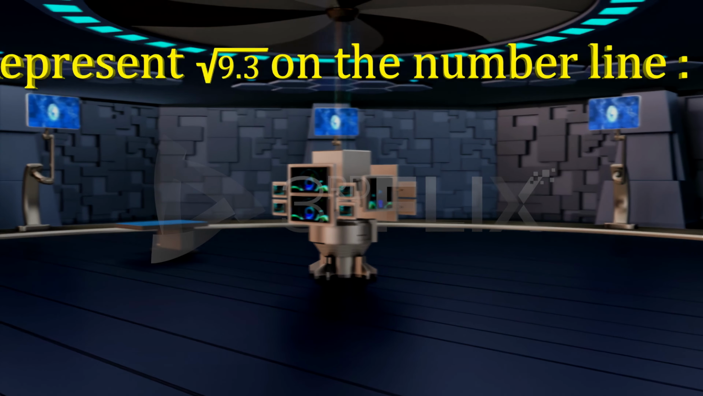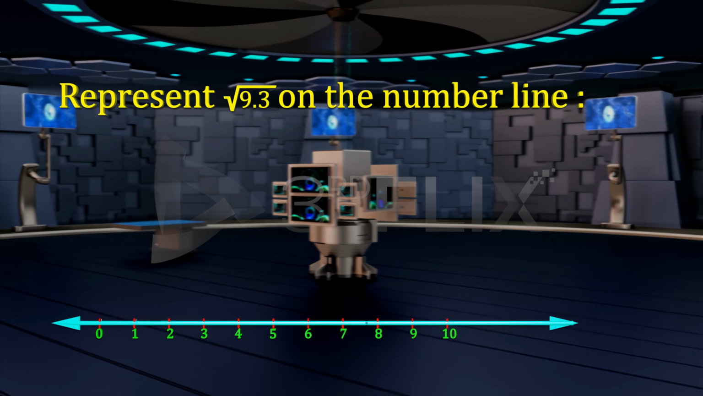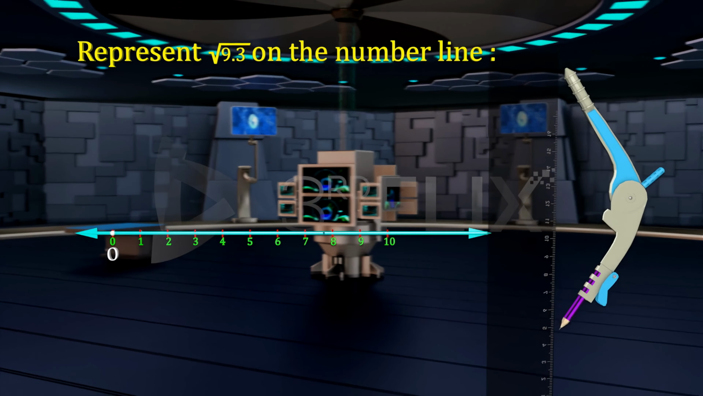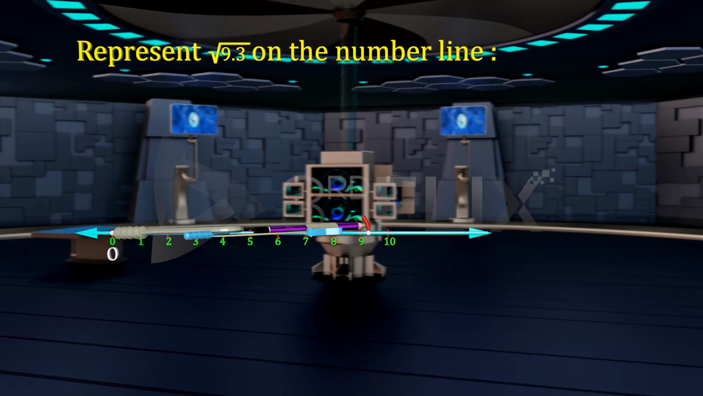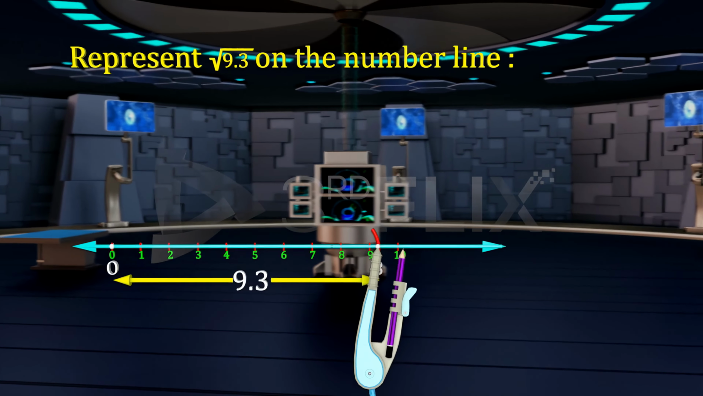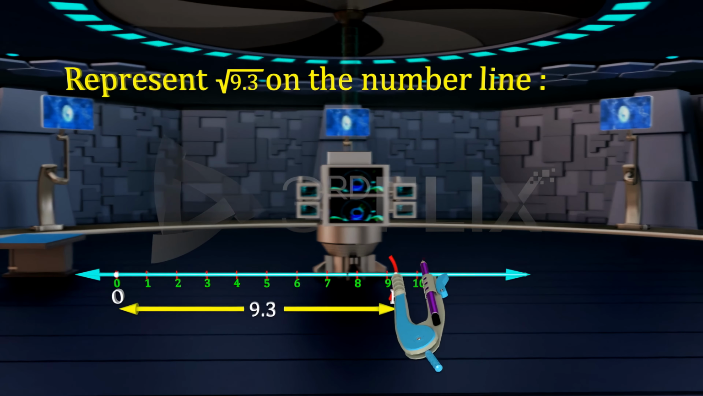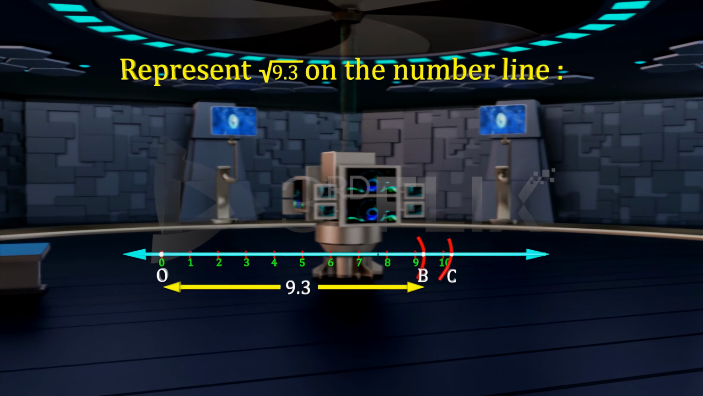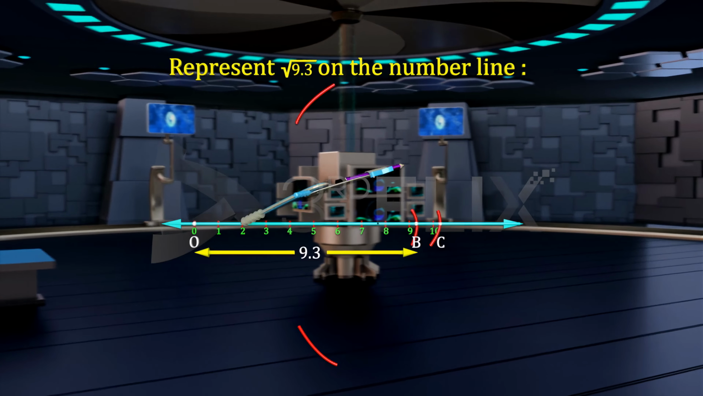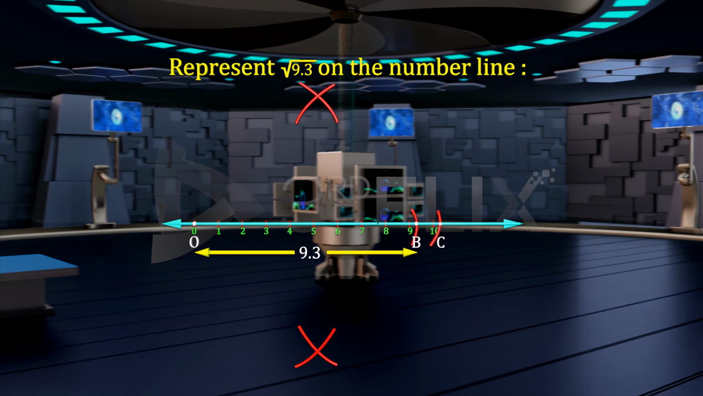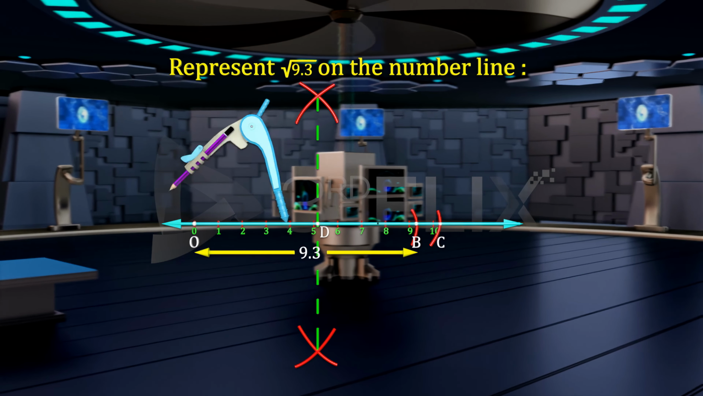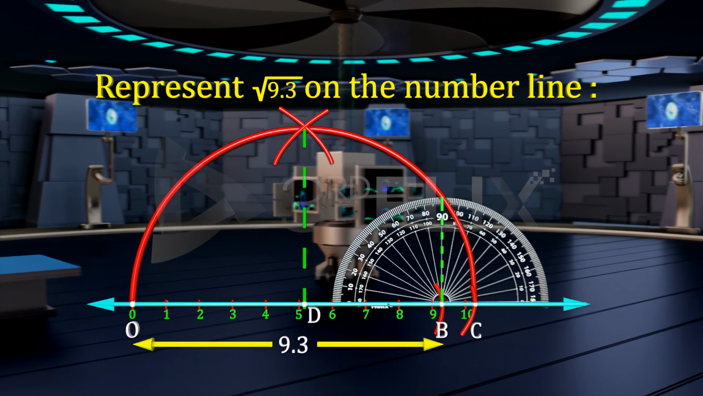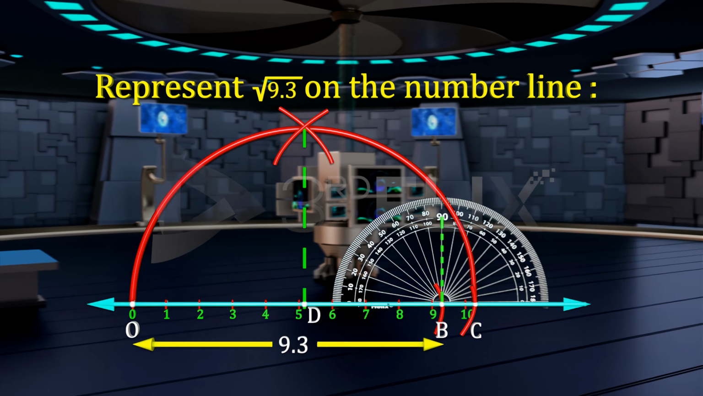Represent root of 9.3 on the number line. 1. Mark a line segment OB equal to 9.3 on the number line. 2. Mark point C at a distance of 1 unit from B. 3. Find the midpoint of OC and mark it as point D. 4. Draw a perpendicular to line OC passing through point B.